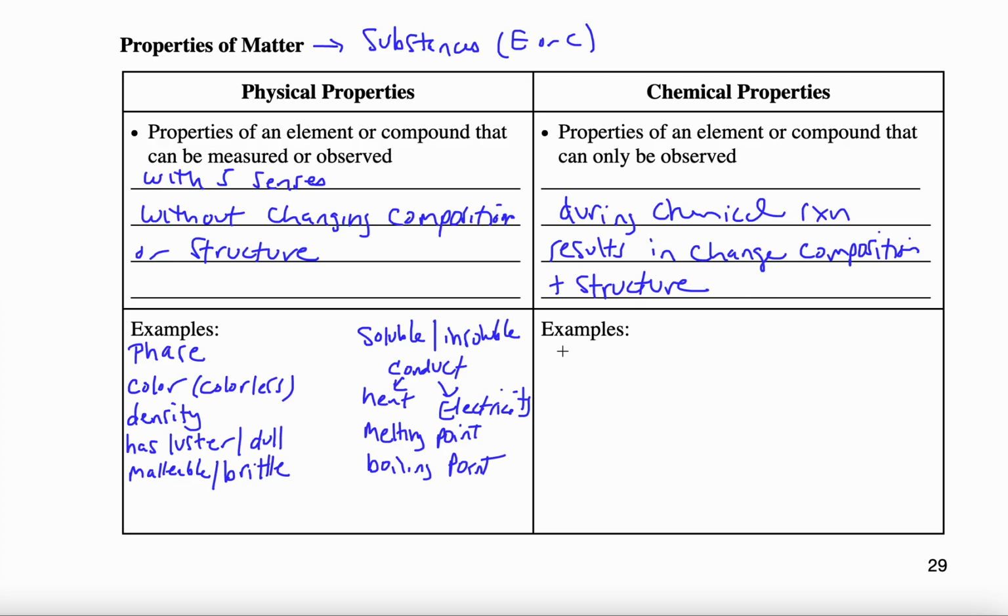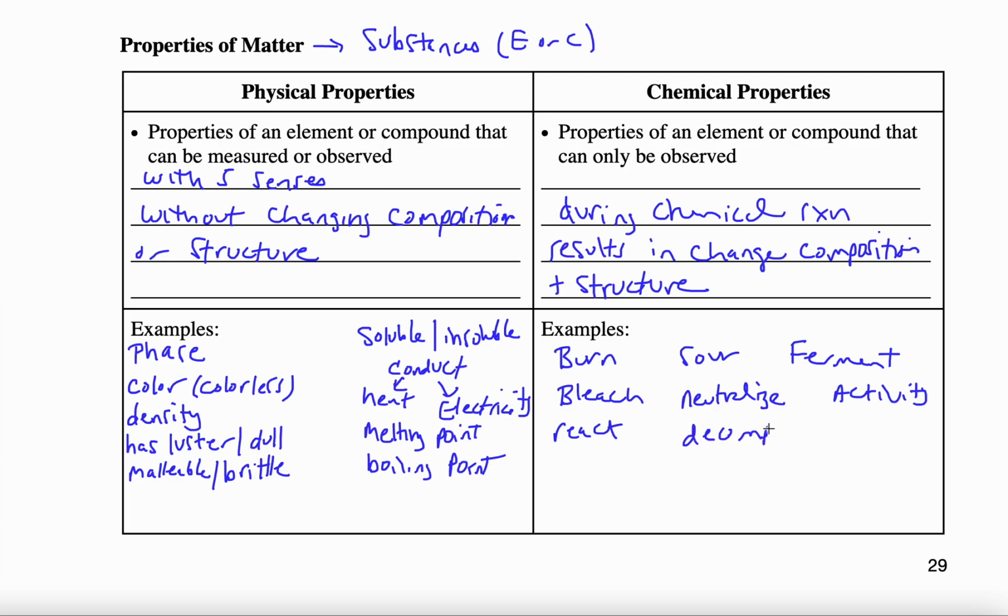So examples. Does a material burn or is it flammable? Are we able to bleach it? Does it sour? Does it ferment? Is it able to neutralize another material? Its level of activity. Does it react? Does it decompose? Those would be major buzzwords that we're looking at a chemical property.